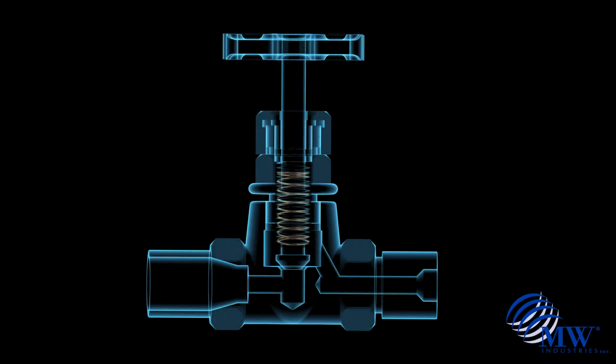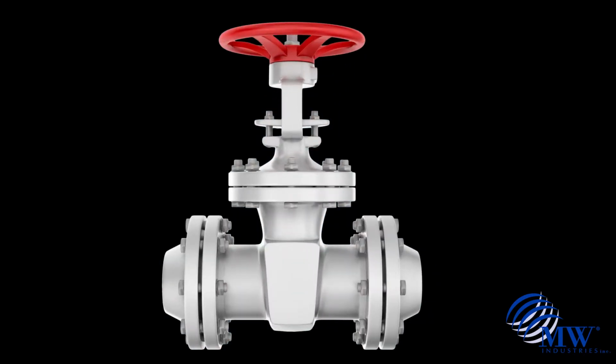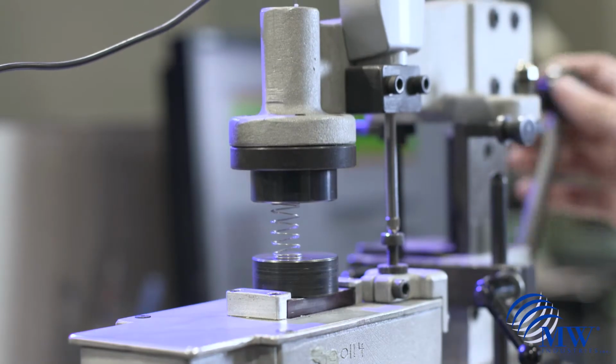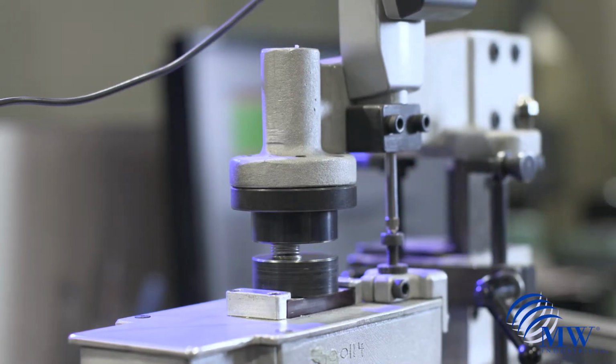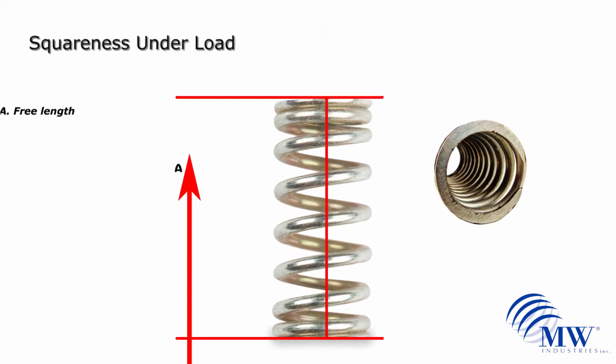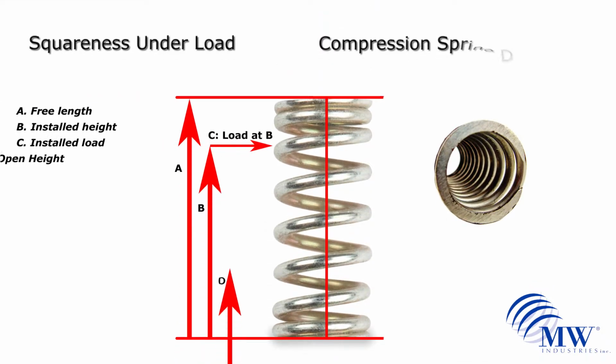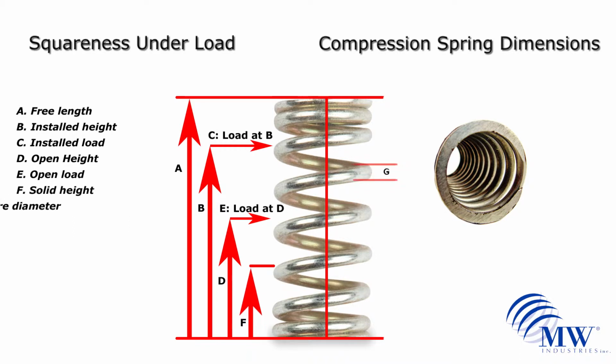A compression spring is a spring that gives compressive forces. You're actually compressing it down, and it's reacting and giving you a force against the surface that you're compressing it against. For the valve industry, squareness under load is an important aspect of spring design and quality assurance.